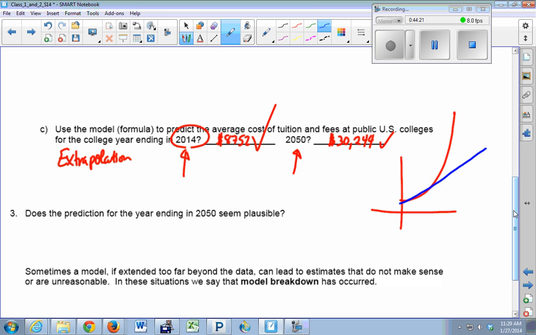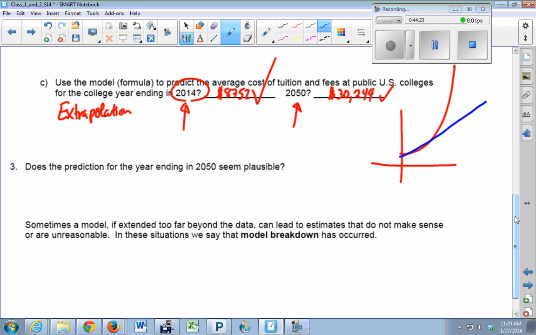So when you extrapolate or you go too far outside your data set, this might be a new term for you. We say that you have model breakdown. So you got to be really careful when you try to estimate or predict outside of your data set. Sometimes it will still seem reasonable to you, and that's okay, but sometimes you'll say, wait a minute, Linda, my model is predicting something I know can't be true. So model breakdown has occurred.